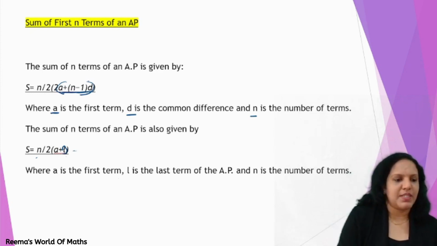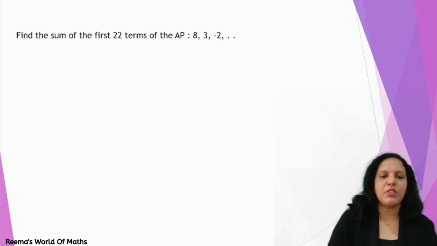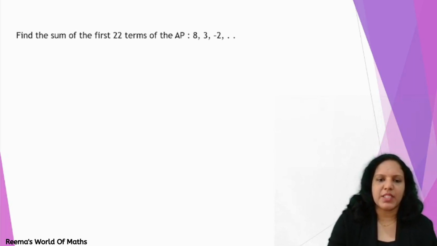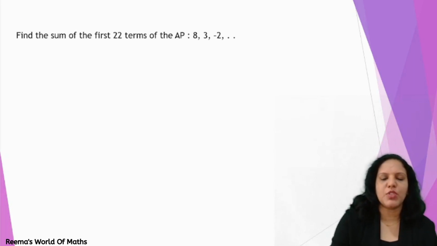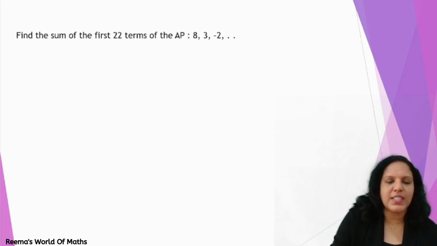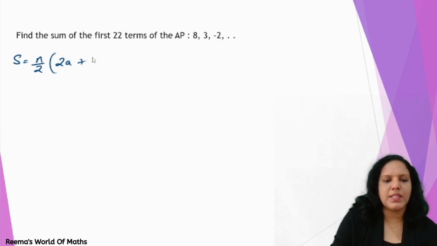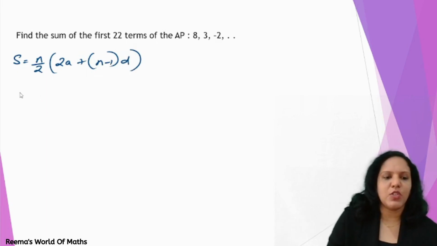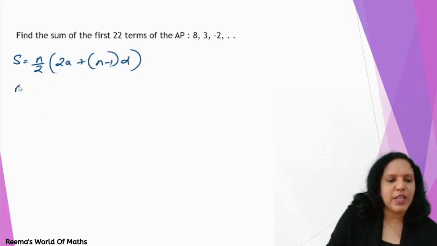Let's see a few examples. Find the sum of the first 22 terms of the AP 8, 3, minus 2. So we know the formula to find the sum is S equals n by 2 multiplied by 2a plus n minus 1 into d. This is the formula to find the sum. Let's replace the values, where n equals 22 and a equals 8.